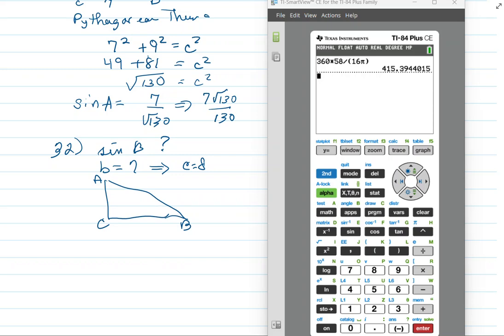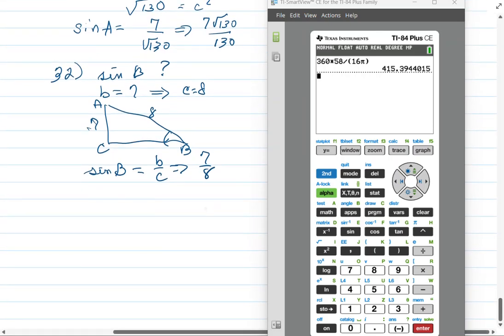B is 7 and C is 8, and they want sine of B, right? Angle B. Well, that's opposite over hypotenuse. It just looks like 7/8. That's what it looks like. Let me look. Is that what they have? Well, that was too easy. It looked too easy.